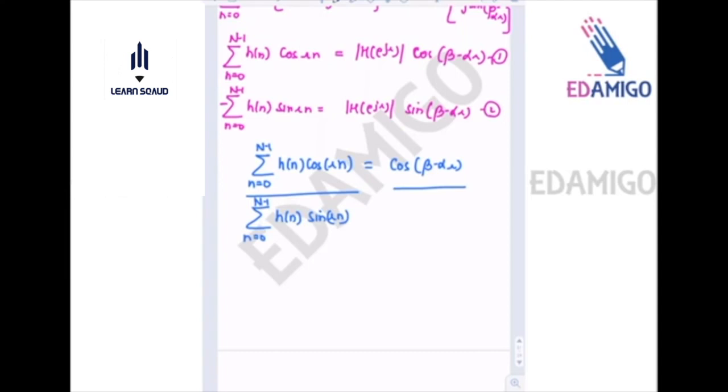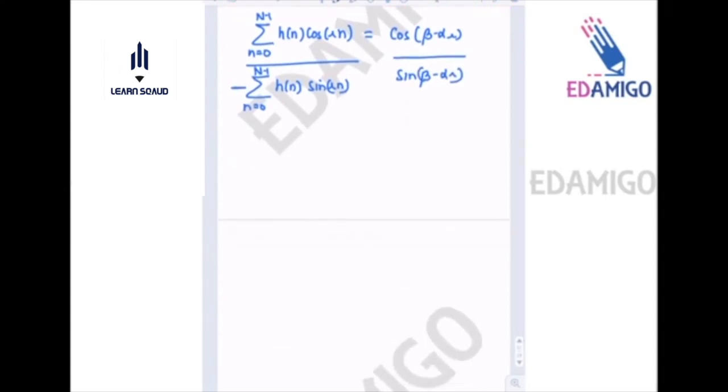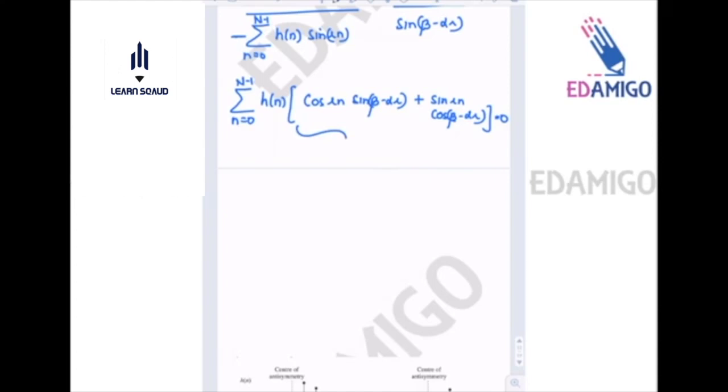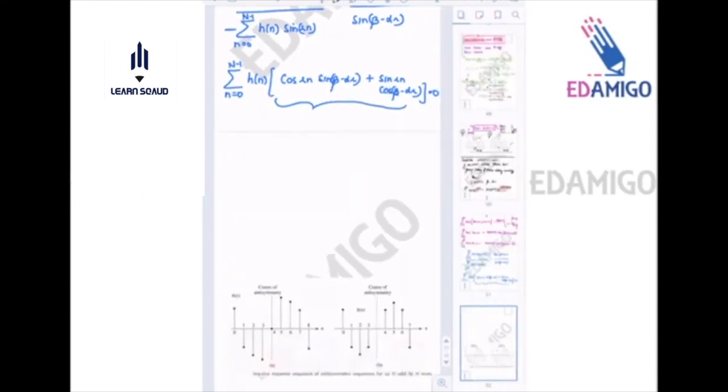So there is a minus sign also. There is a minus sign also. Okay, now cross multiplying and taking the RHS to LHS, we will get, okay, so there will be plus sign here. So this has to be 0.